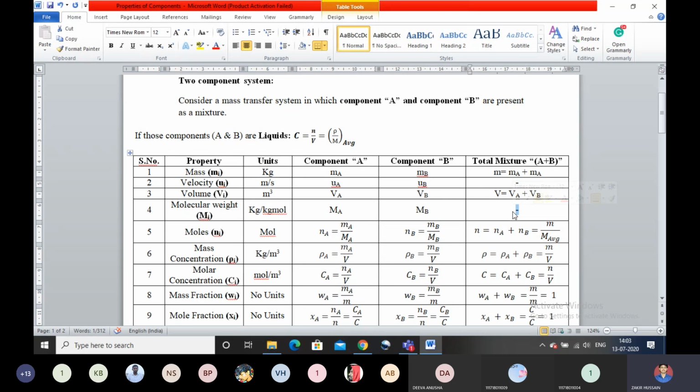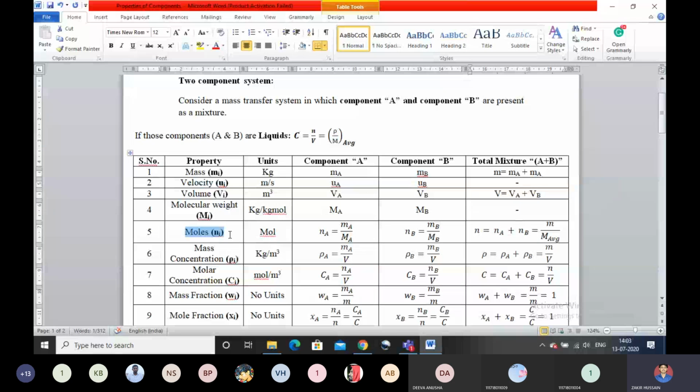Okay, molecular weight can't be added directly. Ma plus Mb is equal to some M, we can't say like that. So we need to add it with certain composition. That is nothing but the average molecular weight definition. You might have remembered that average molecular weight, M average, is equal to sigma xi into mi in the CPP course. Therefore we need to carry out that one here.